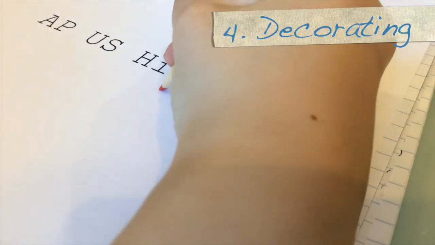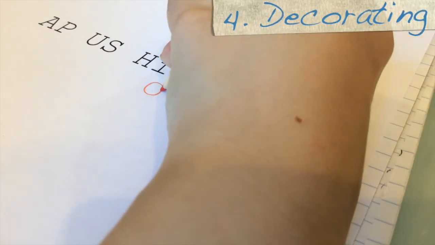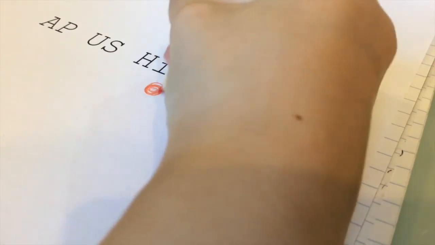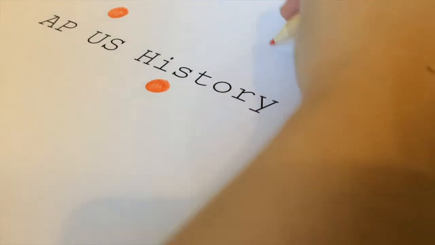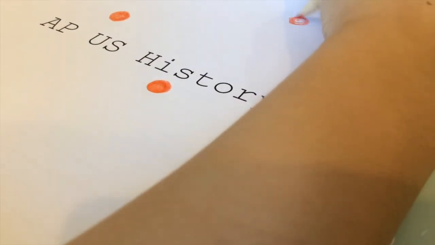So now I ended up doing some decorating, but I'm not much of an artist, so I really just did some simple polka dots. Since my AP US History binder is orange, I chose to have one color match the color of my binder, and then I chose another color to complement the primary color. You can go all out if you want, or you can just do something as simple as me. And I think it turns out great either way.